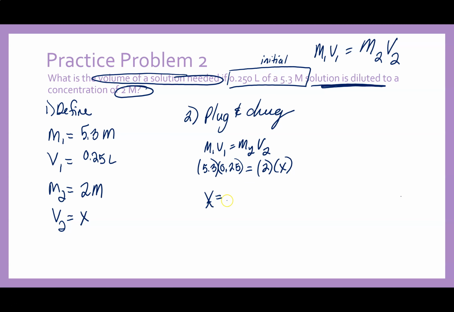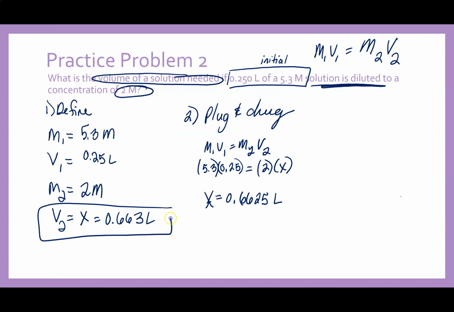This gets you an X value of 0.6625. I know that this is going to be a volume in liters, and so when I go to report my final answer, I'm going to round it to 3 decimals, 3 sig figs, if you will, before I say I'm all good. All right, that was my second one.